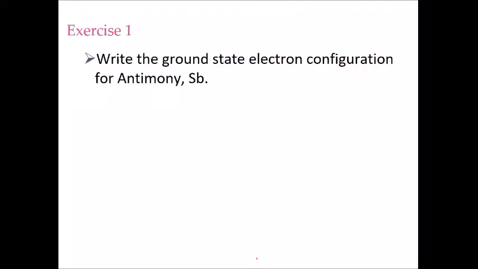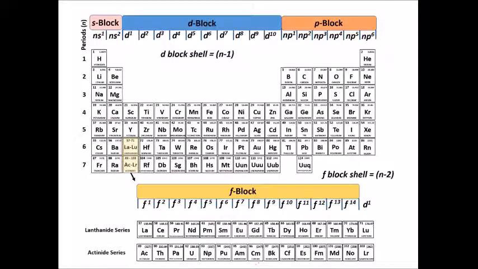Writing the ground state electron configuration for antimony. First thing I would do is get out my periodic table. And I would locate antimony here. Here is antimony. Looking here, then I just start at the top of my table and I start filling in the electrons. This is the s block, first row, this is the 1s. So 1s2, it fills completely. I just keep working all the way down here till I get to antimony.